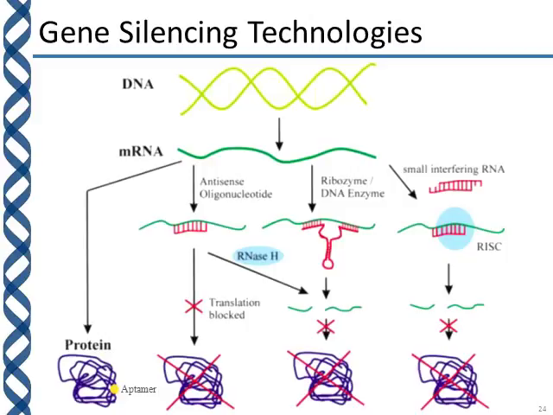However, one can use things such as an antisense oligonucleotide to block translation. You can use a ribozyme or a DNA enzyme, again, which will block translation by degrading the messenger RNA, or small interfering RNA, again, which degrades or blocks the translation, ending in no protein translation. So even though you have the messenger RNA transcribed, there is no translation to the finished protein.